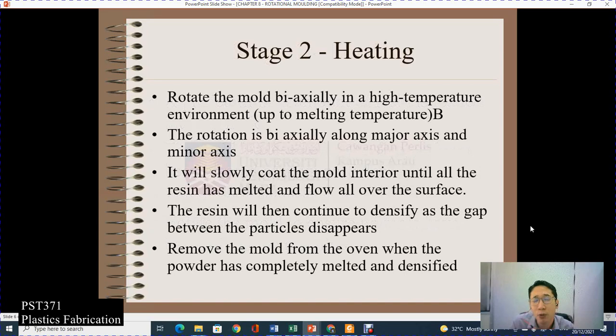Okay, and then stage 2 is the heating process. Rotate the mold biaxially in a high temperature environment up to the melting temperature. Biaxial means two directions of rotation, so the y and x axis rotation. The rotation is biaxial along the major and minor axis. It will slowly coat the mold interior until all the resin has melted and flowed all over the surface.